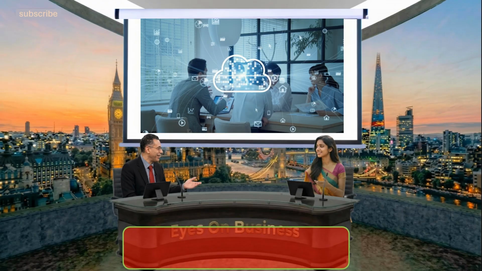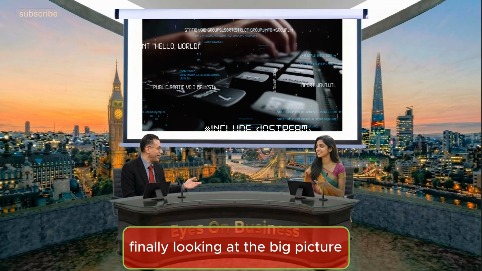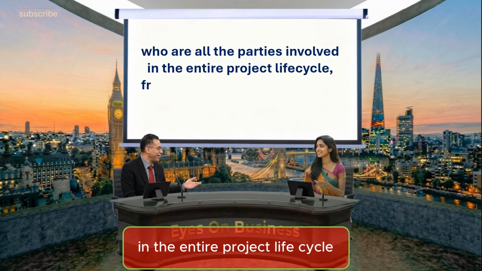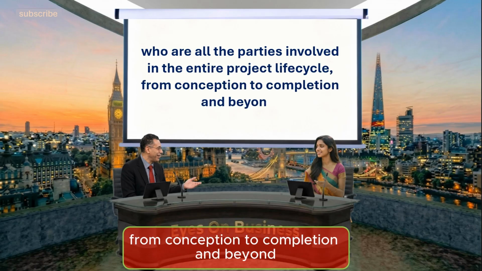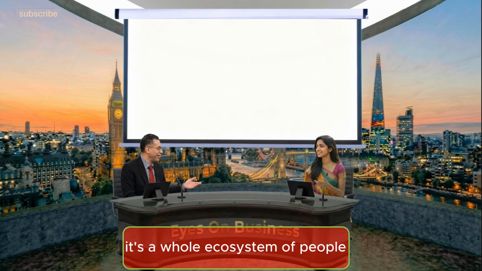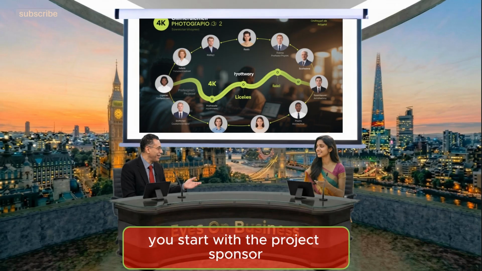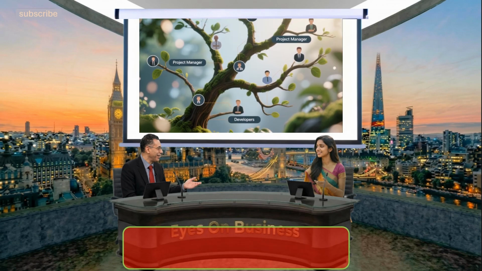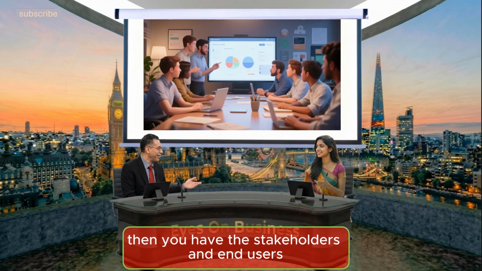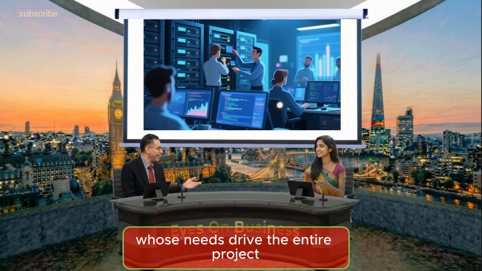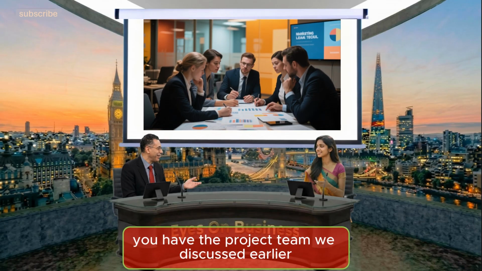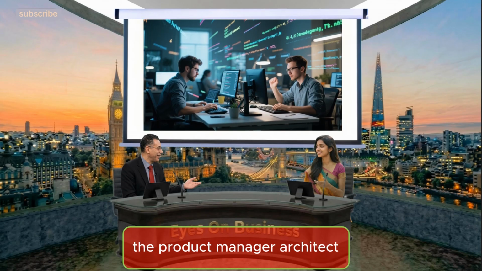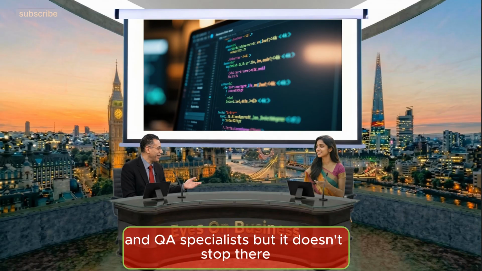Finally, looking at the big picture, who are all the parties involved in the entire project lifecycle, from conception to completion and beyond? It's a whole ecosystem of people. You start with the project's sponsor or the business owner, the person with the vision and the budget. Then you have the stakeholders and end users whose needs drive the entire project. Internally, you have the project team we discussed earlier, the product manager, architect, designers, engineers, and QA specialists.